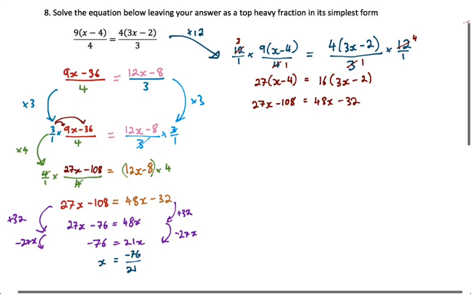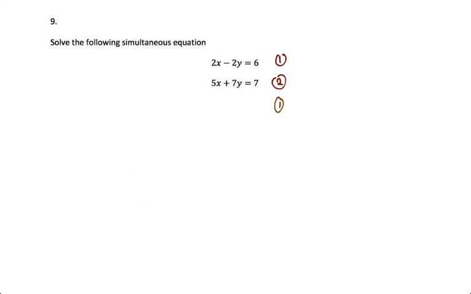Okay, and finally we're going to look at this simultaneous equation question. We're going to look at the elimination method. Right, we need to make either the x's the same or the y's the same. Now for me, I think it would be easier to make the x's the same. So I could times equation 1 by 5, giving me 10x minus 10y equals 30. Then I could times equation 2 by 2, giving you 10x plus 14y equals 14.